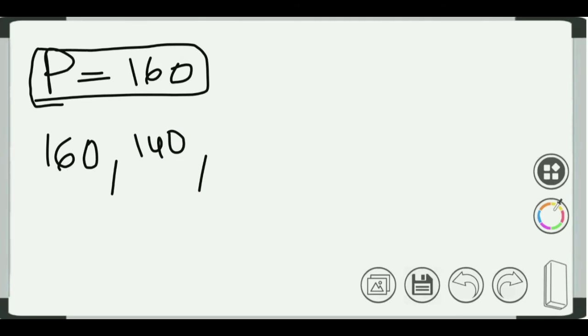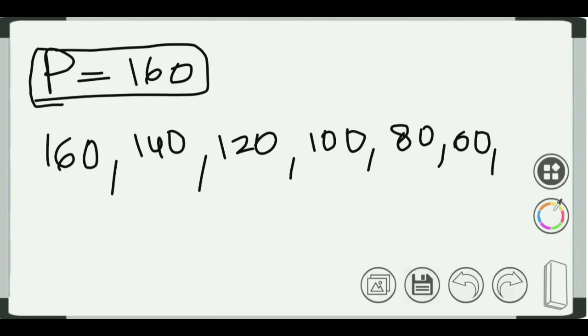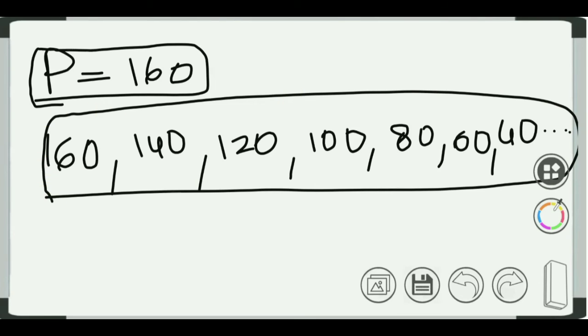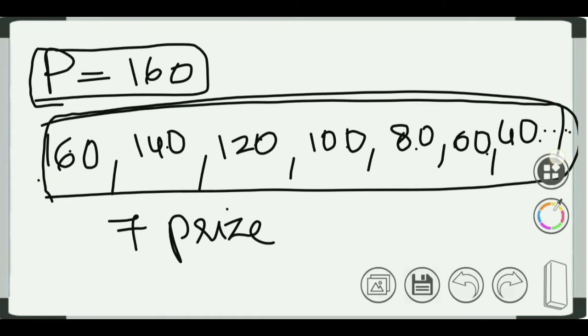Again, what is the cost of third prize? Again minus 20, 120. Then minus 20, 100. Minus 20, 80. Minus 20, 60. Minus 20, 40. So this is the value of each prize, cost of each prize. So we need to find the cost of 7 prizes. We found, right? 1, 2, 3, 4, 5, 6, 7. Cost of 7 prizes are like this. Okay. Now we can come to the 17th question.